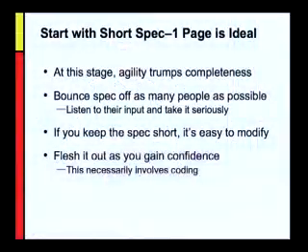So you should start with a really short spec. One page is ideal. At this stage in an API design, agility definitely trumps completeness. The worst thing you can do is to send six smart guys off into a room and have them sit there with the door closed for six months and come out with a 240-page specification document. And believe me, this has been done many, many times.